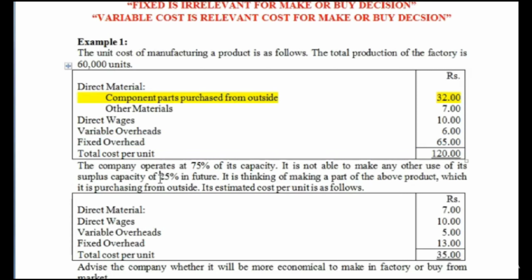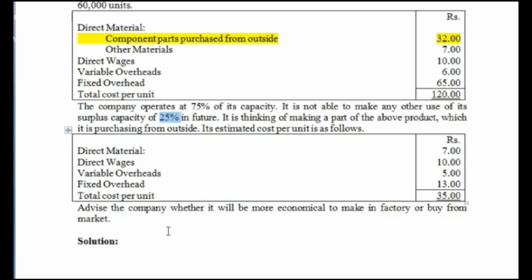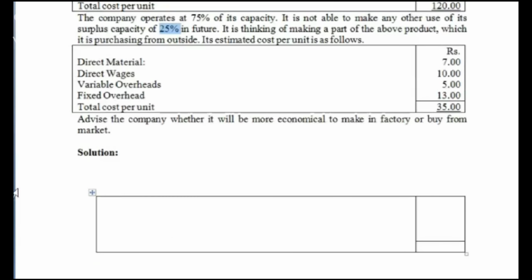And we are having idle capacity of 25%. We have 25% empty capacity lying unused. There is no use of it. Right? So what should be done? So let's see, this is the solution. Clear?